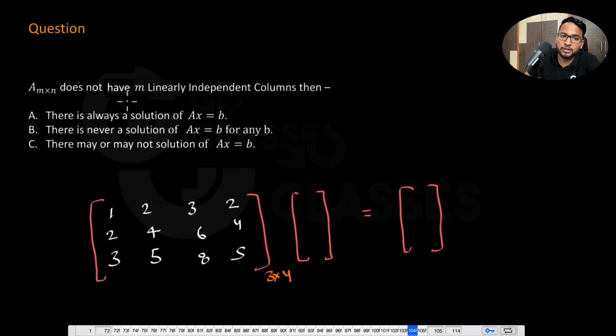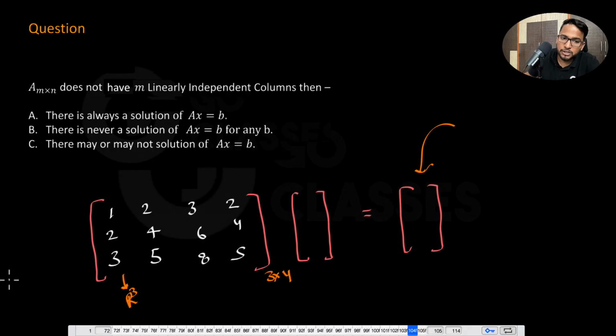I mean, you do not have m linearly independent columns, which means in R3 you do not have 3 linearly independent columns, so let's suppose you have either 2 or 1. So let's suppose you have only these 2 linearly independent columns. Now tell me, for any B, do you have a solution? Just think about it. Do you have a solution for any B?